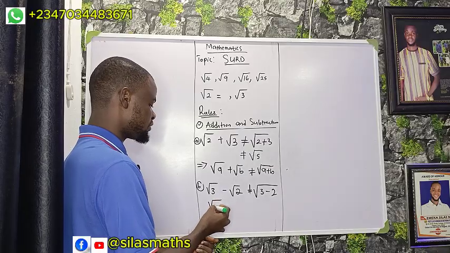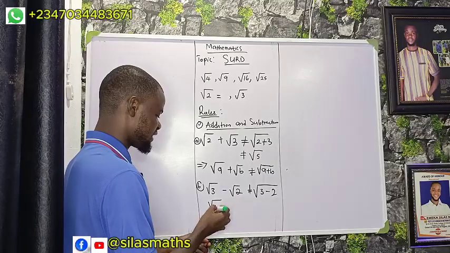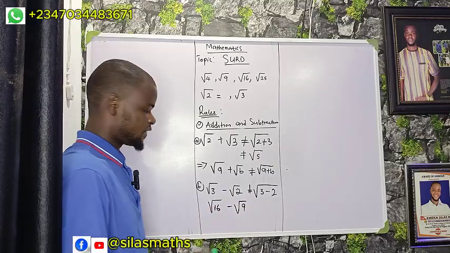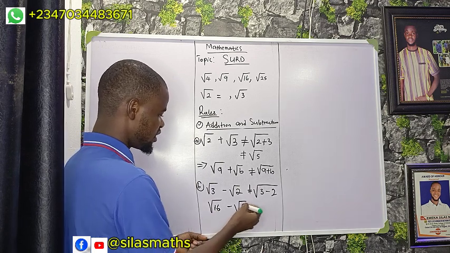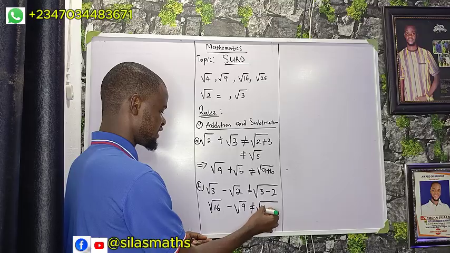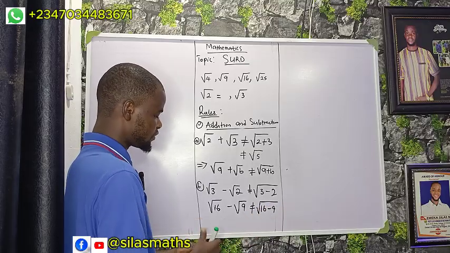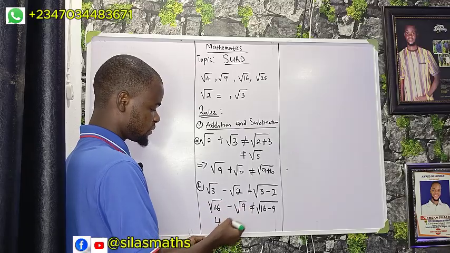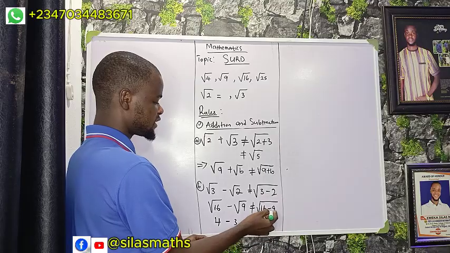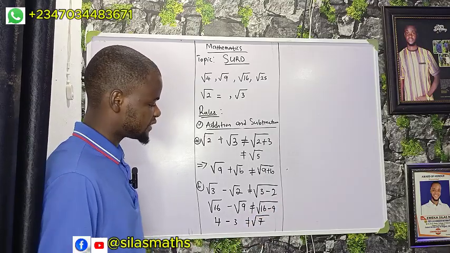For example, square root of 4. Okay, now let's use a higher number, square root of 16 minus square root of 9. We are trying to justify that this is not equal to square root of 16 minus 9, because when we find the root of this it will give us 4, and this one will give us 3, right? And this here is equal to 16 minus 9, which is 7.